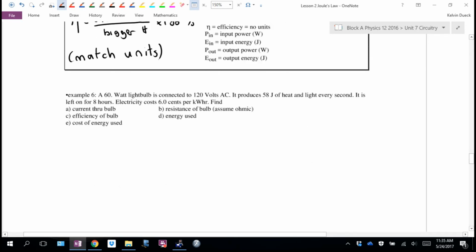So example 6, let's put it all together. A 60-watt light bulb is connected with 120 volts, alternating current. It produces 58 joules of heat and light every second. It's left on for 8 hours. Electricity costs 6 cents per kilowatt hour. A says, find the current through the bulb. Huh? Well, I'll do that.